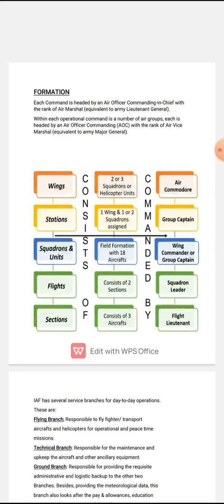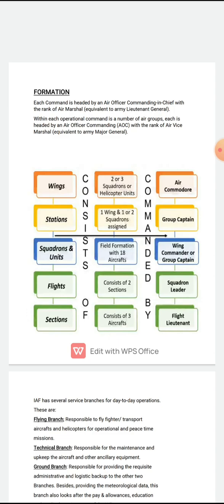Now above the wing comes the air groups, and air group is headed by air vice marshal, and above air group come the commands. In the previous video I explained all the 7 commands with the map. So above air vice marshal comes the air marshal, he heads the commands, and above the air marshal comes the air chief marshal. He is the air force chief, he or she, whatever you call it, is the air force chief, and he sits in the air force military headquarters, defense headquarters located in New Delhi.